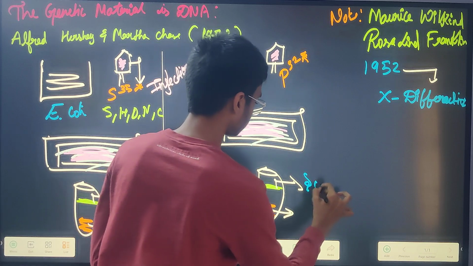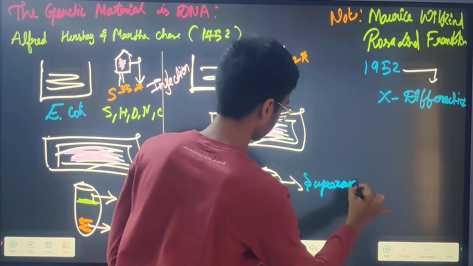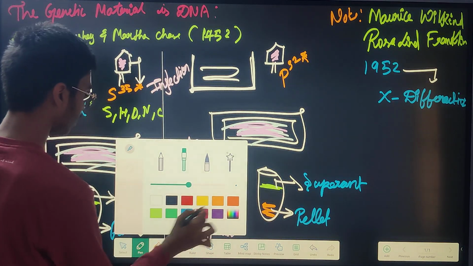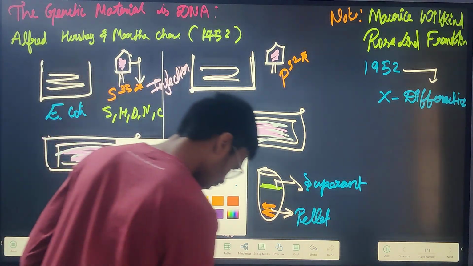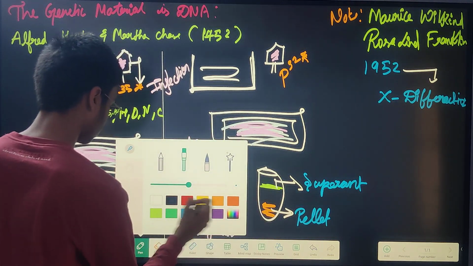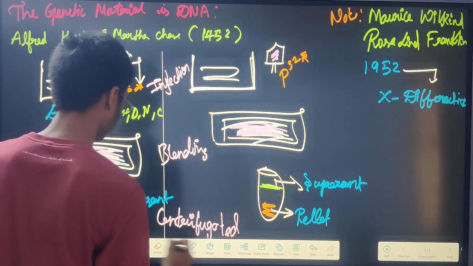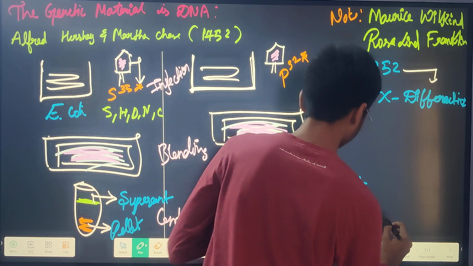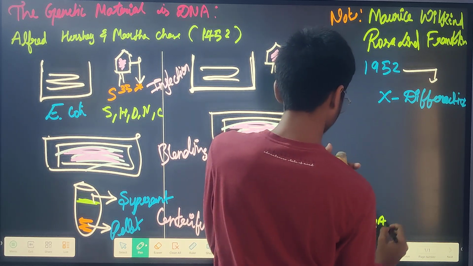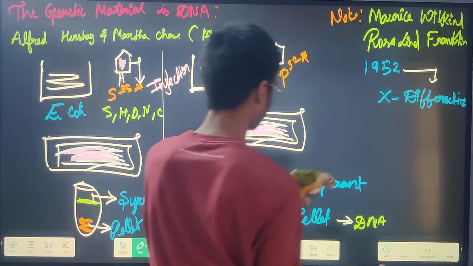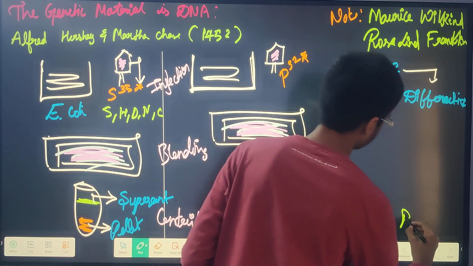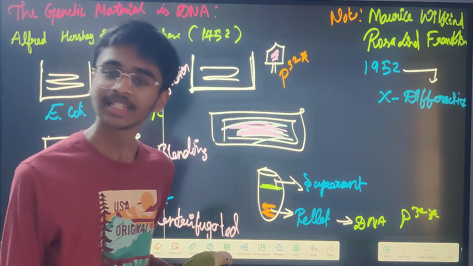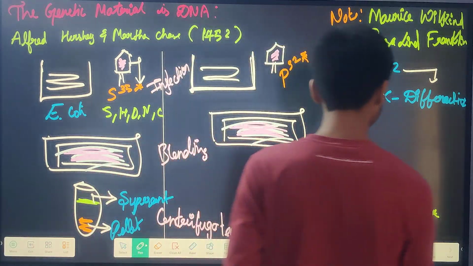So supernatant, and then pellet. Again, when it was centrifuged, he was able to see that DNA will always be down, since it is kind of heavy. In the DNA he was able to find this phosphate 32.